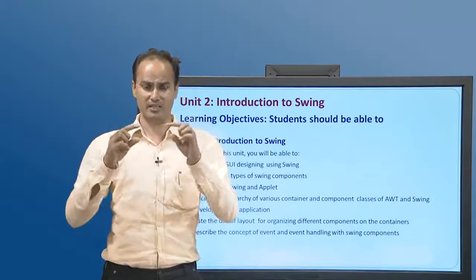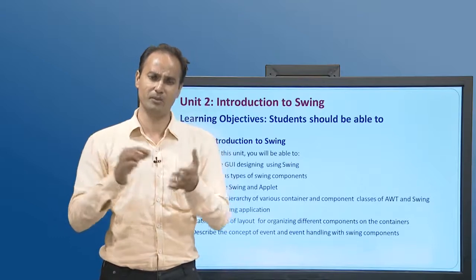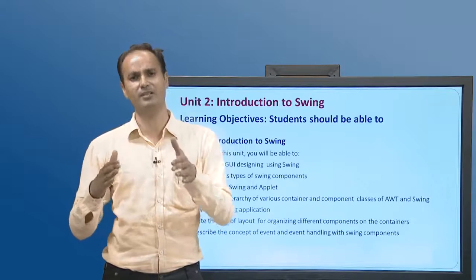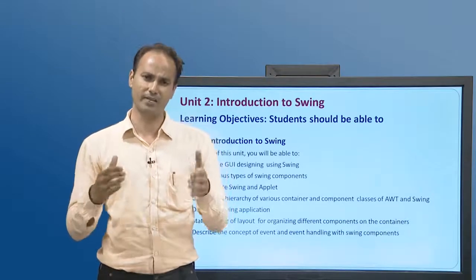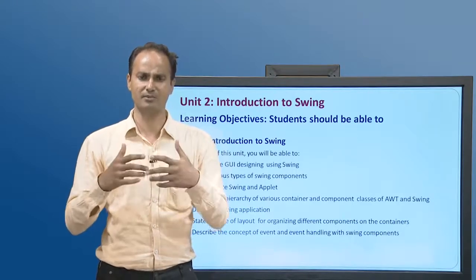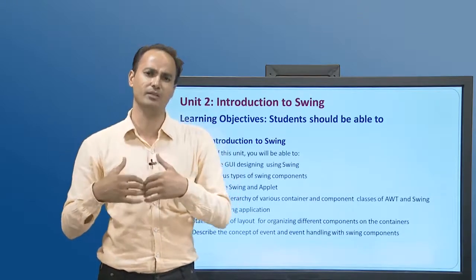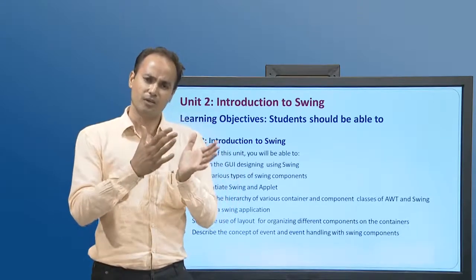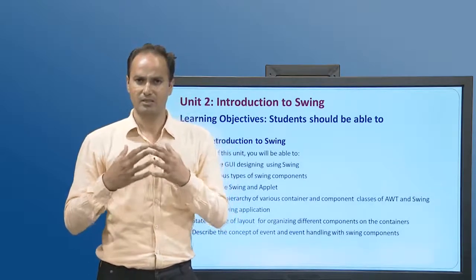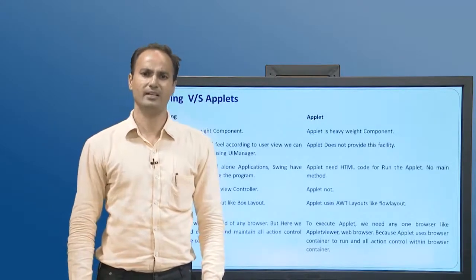Another difference between AWT and Swing is that in AWT we import the package java.awt.*, while if you want to develop applications in Swing, we import the package javax.swing.*. This is the biggest difference between AWT and Swing: all the Swing components are derived from the javax.swing package, while AWT components are derived from the java.awt.* package.